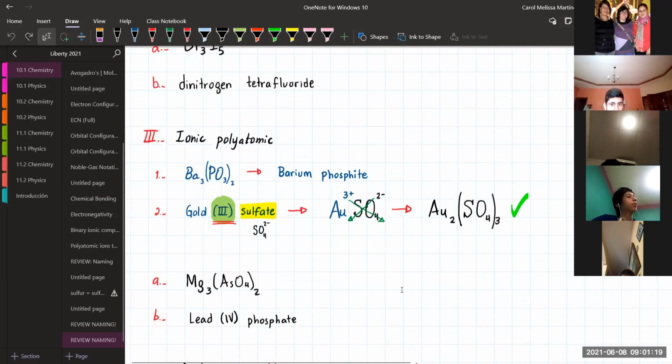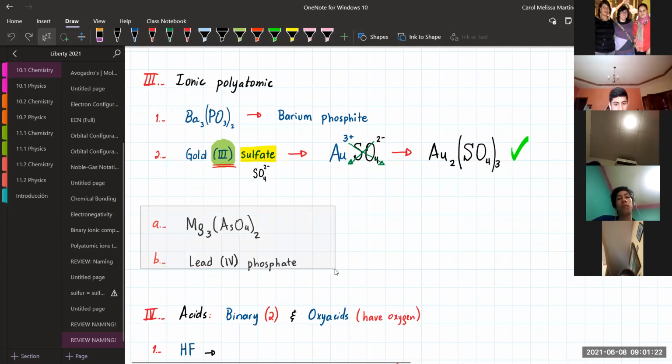So right now you, in your notebook, work with these two exercises.